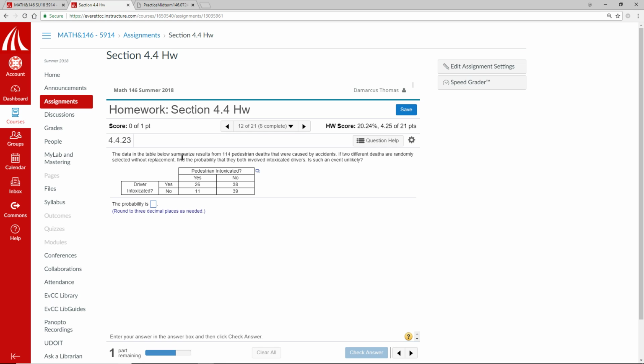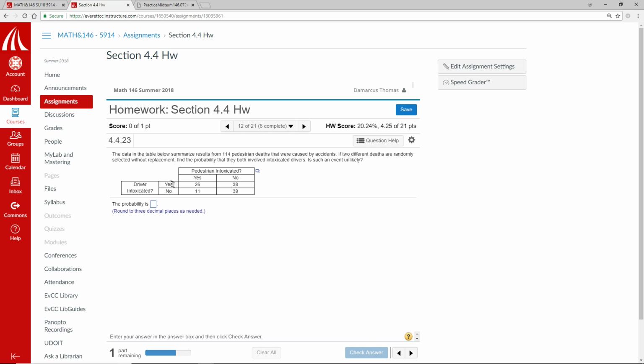It says the data in the table below summarizes the results of 114 pedestrian deaths that were caused by accident. If two different deaths are randomly selected without replacement, find the probability that they both involved intoxicated drivers. Is such an event unlikely?